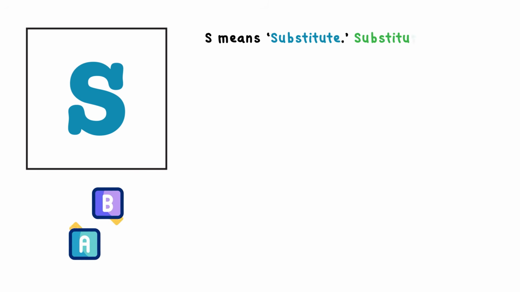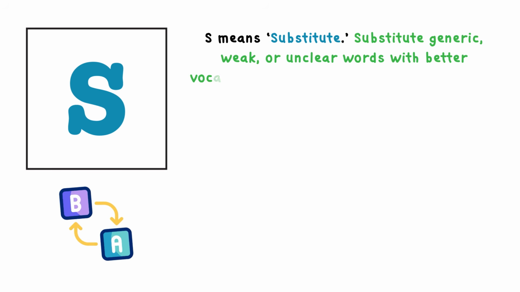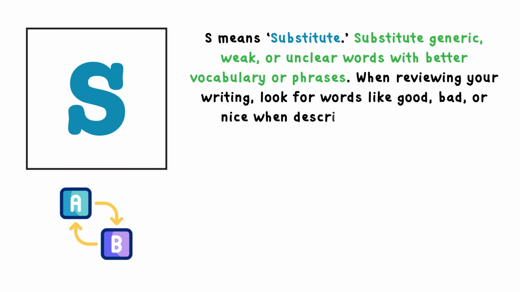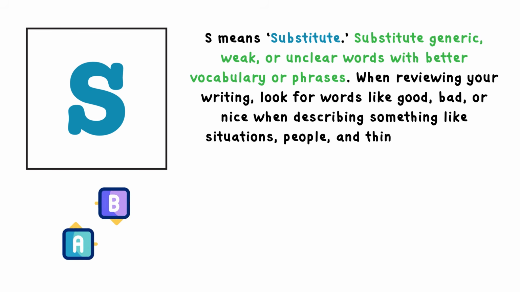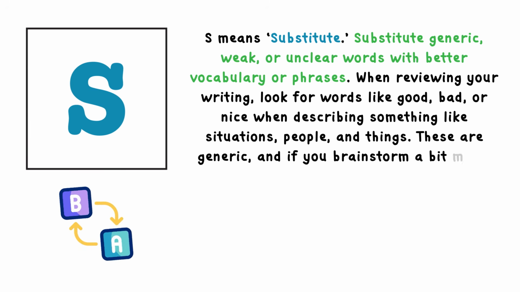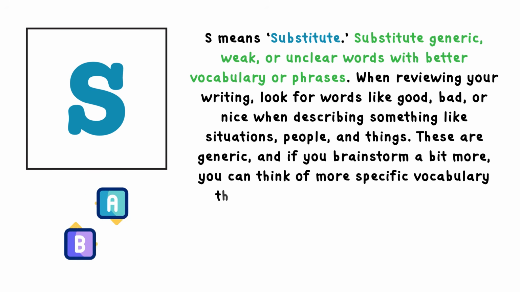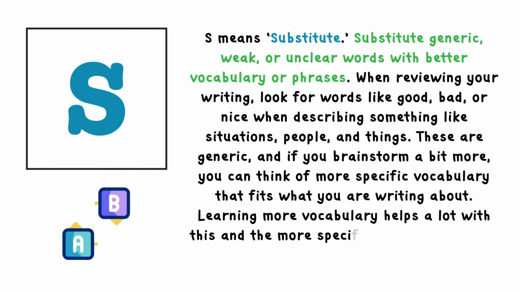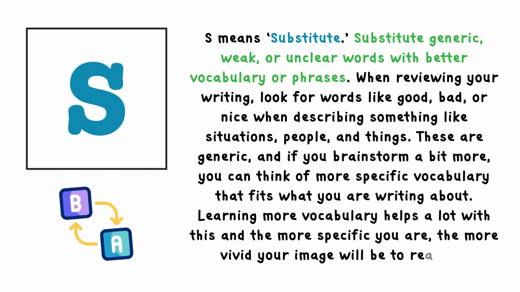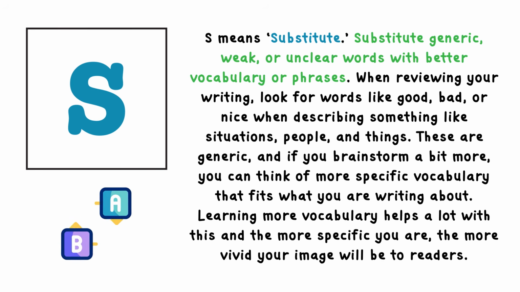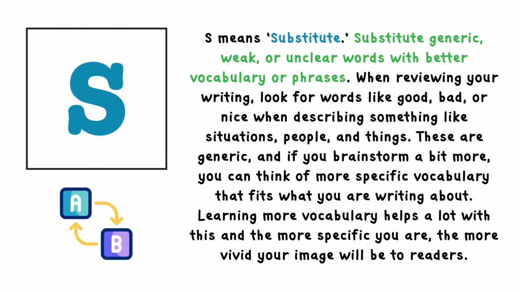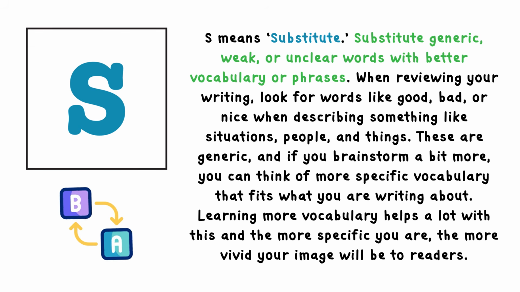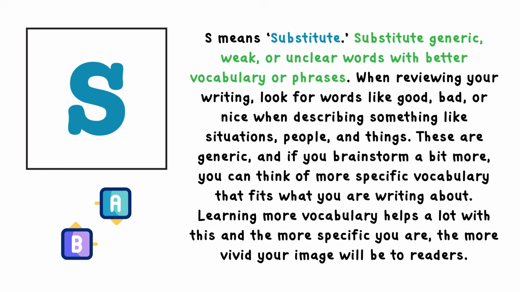S means substitute. Substitute generic, weak, or unclear words with better vocabulary or phrases. When reviewing your writing, look for words like good, bad, or nice when describing something like situations, people, and things. These are generic, and if you brainstorm a bit more, you can think of more specific vocabulary that fits what you are talking about. Learning more vocabulary helps a lot with this, and the more specific you are, the more vivid your image will be to readers.